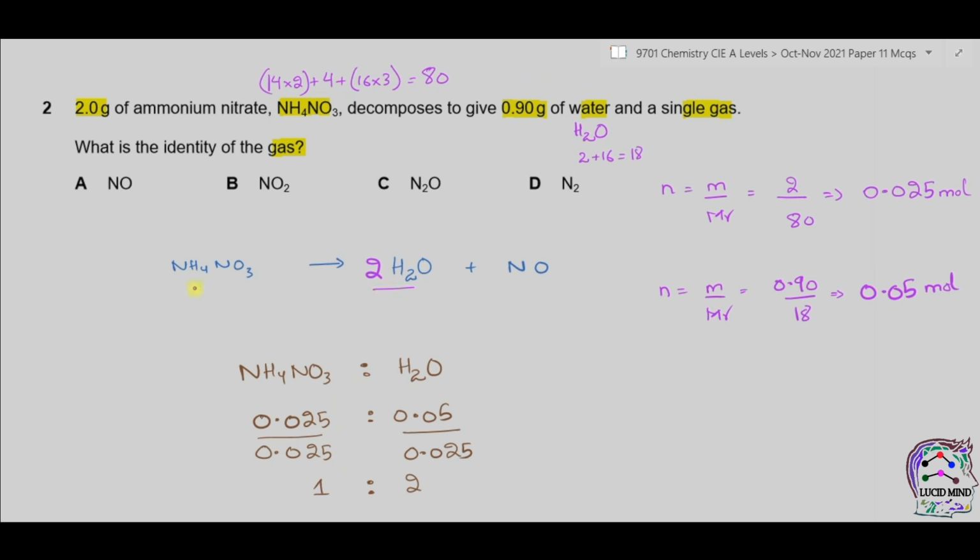We have 4 hydrogen atoms that are balanced. 2 oxygen atoms are also balanced. So we have 1 oxygen left. 2 nitrogen atoms are also left. So this product should be N2O. Correct answer is therefore C.